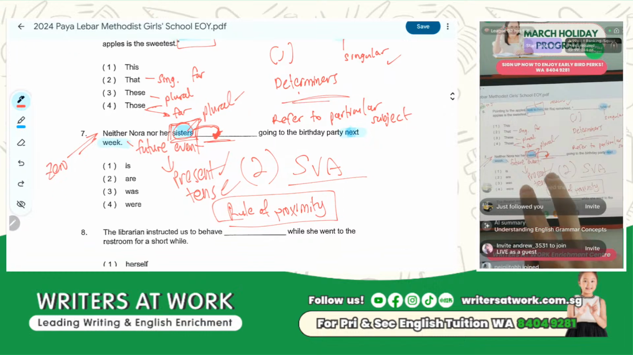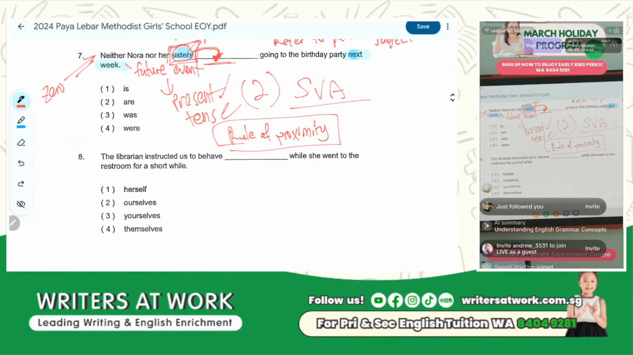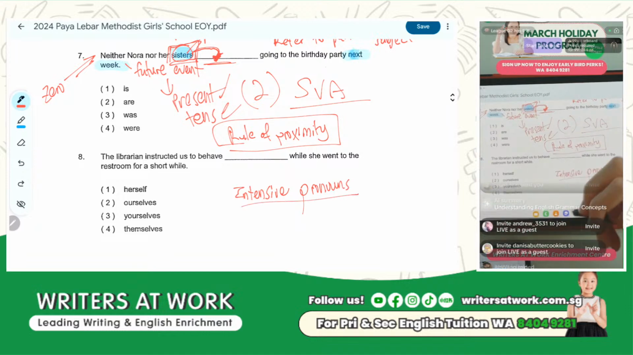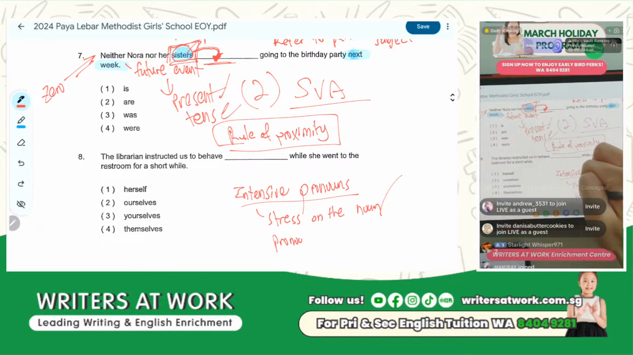Okay, let's take a look at question 8 now. The librarian instructed us to behave dash while she went to the restroom for a short while. For this kind of question, we are looking at intensive pronouns. Intensive pronouns basically stress on the noun or pronoun it refers to. Okay, so with this idea in mind, we need to choose the correct noun or pronoun first.